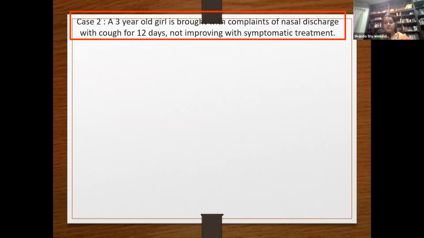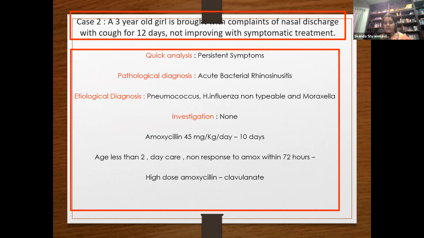So a 3-year-old child is brought with history of nasal discharge with cough of 12 days duration, not improving with symptomatic treatment. So you have given your antitussives and antihistamines, child is not getting better. Your clinical diagnosis is acute bacterial rhinosinusitis. You know the organisms are going to be pneumococcus, H. influenzae and moraxella. No investigation is needed. Straight away go for amoxicillin 45 mg.